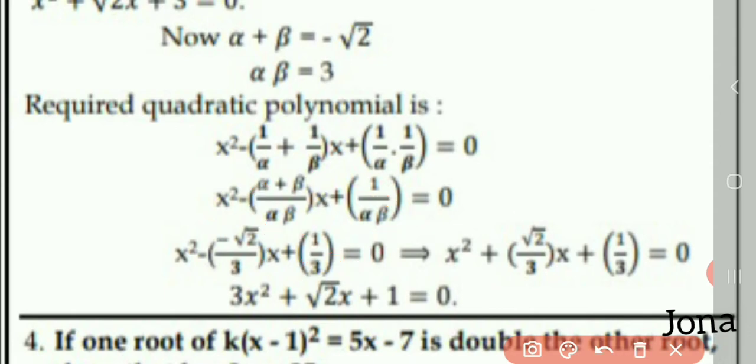Okay, and then here in both denominators we have got 3 only, so I can easily multiply the numerator by 3, so that the equation will become 3x square minus, that minus and minus will become plus here, so plus root 2x plus 1 equal to 0. The whole divided by 3 will be there. If you cross multiply, you will get 0 here. So your quadratic equation is 3x square plus root 2x plus 1 equal to 0. Okay, did you get it?